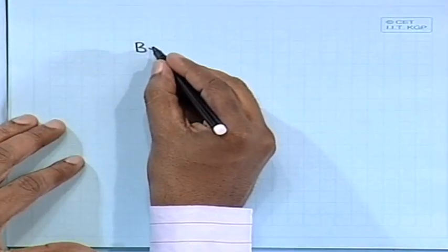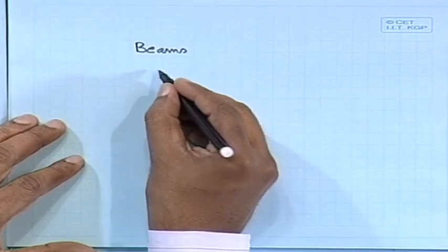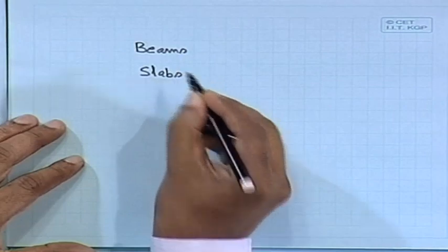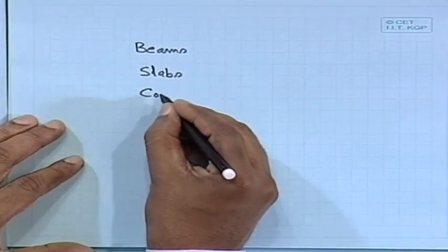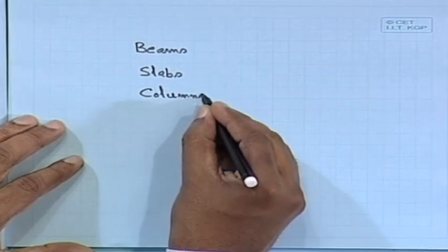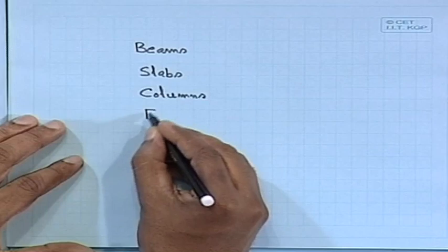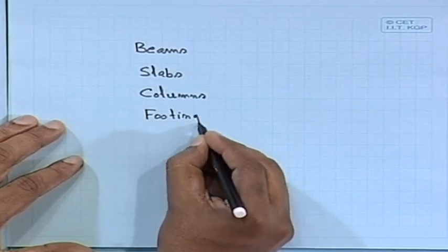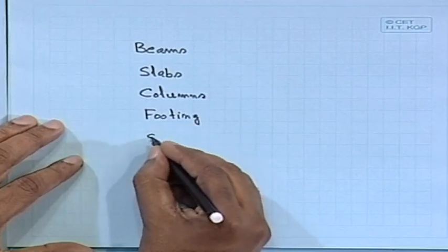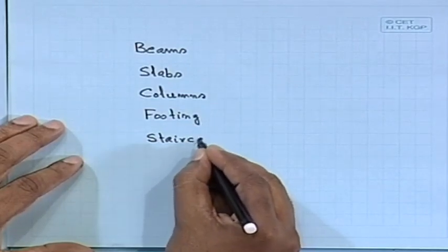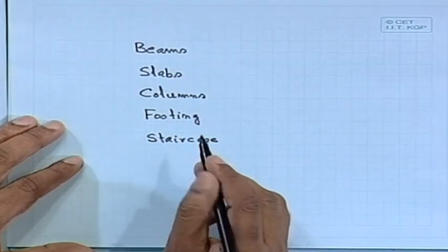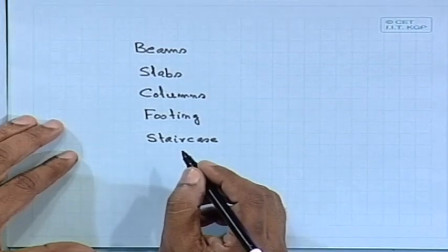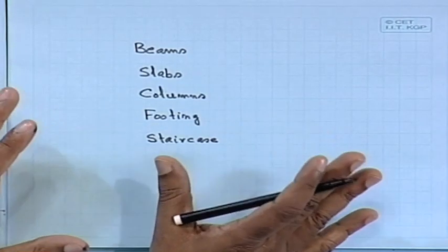So, let us start again the design of reinforced concrete structures. So far we have done beams, design of beams, then we have done slabs. Now we shall come to the columns, the compression members. Next we shall go for footing. In addition to that, we shall also design staircase. So, if we can design all those 5 components, we shall be able to design a building. That is our primary concern, at least for this particular course.